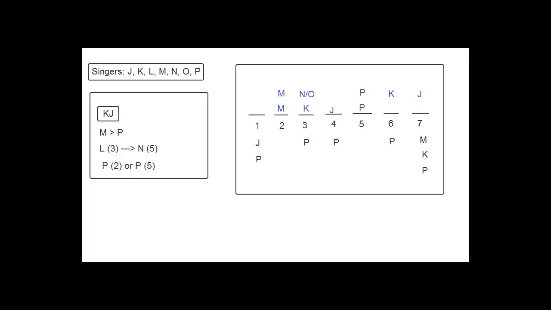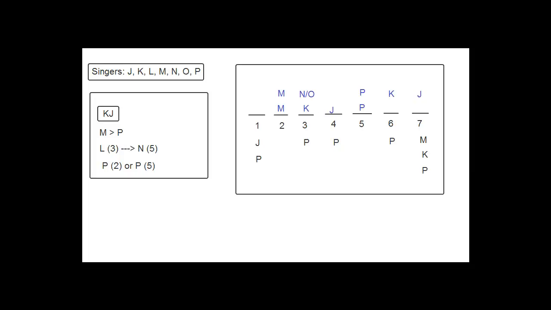So D says Norton is scheduled for the fifth performance. The fifth performance in both of the scenarios we came up with is going to be P. So it can never be Norton. And then hopefully E is the answer.